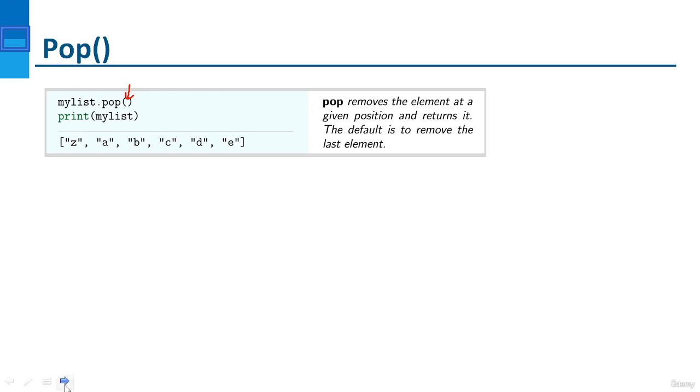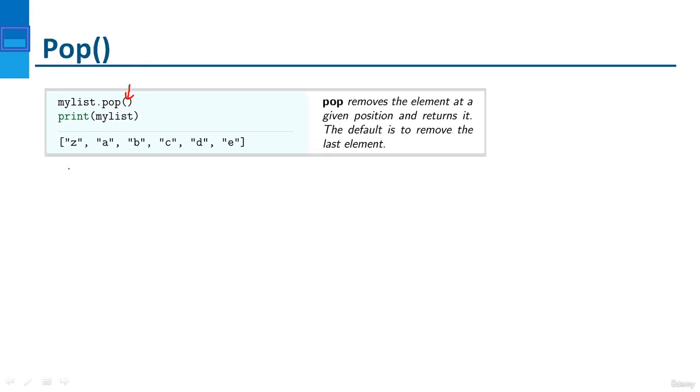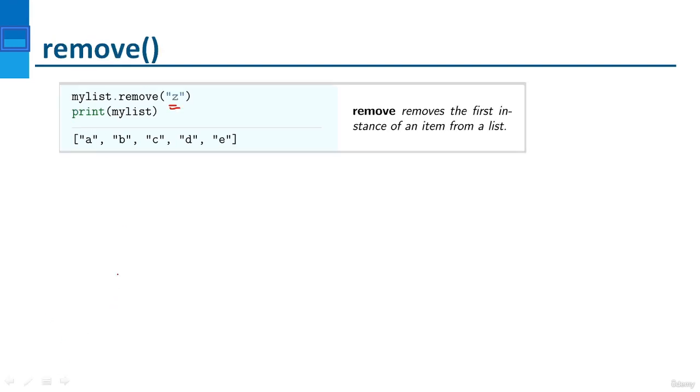And we can also remove the element directly by specifying the element. If you consider our previous output, it is Z, A, B, C, D, E. So from this, I am removing the element Z from the list. So you can see Z is removed here.